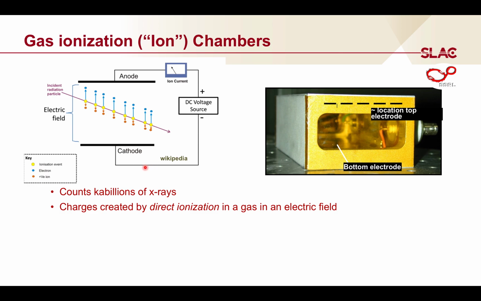And why do we do this? First of all, these are very stable devices. Second of all, you can use them to count billions of X-rays. You're not counting every single individual photon. Rather, you're counting the charge created by ionization of the gas in an electric field. It's a very efficient way of collecting or measuring X-ray flux at high fluxes.